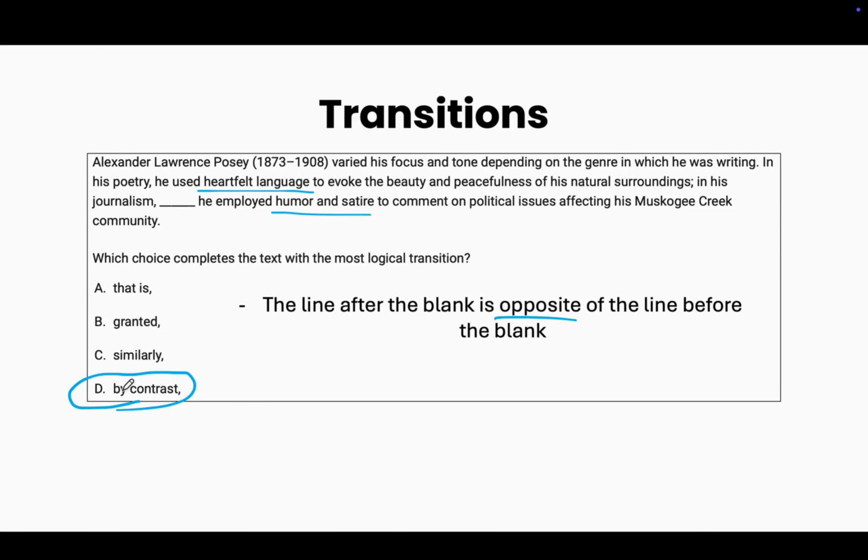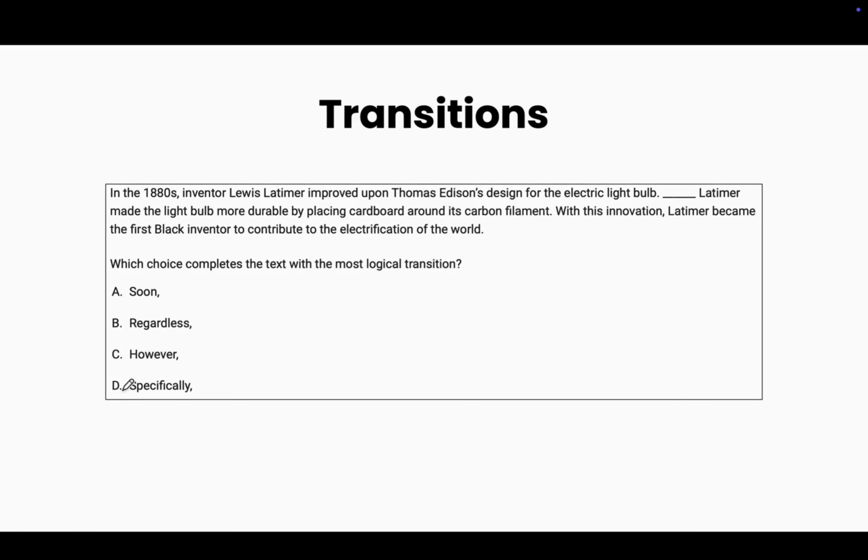So now you might say, well, then transition questions do fall under cause and effect, contrast, and continuation. Well, some questions, yes, but if you know the meanings of all the words, you could basically eliminate the chances of you making mistakes. So let's look at this next question. In the 1880s, inventor Louis Latimer improved upon Thomas Edison's design for the electric light bulb. Blank. Latimer made the bulb more durable by placing cardboard around its carbon filament. With this innovation, Latimer became the first Black inventor to contribute to the electrification of the world.